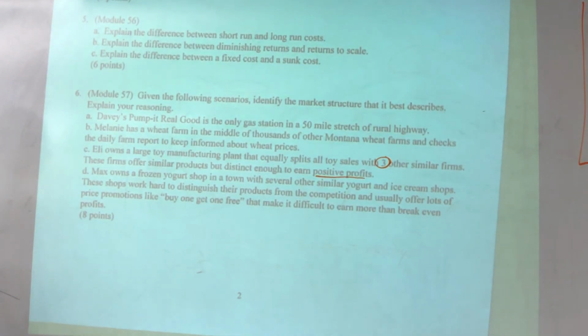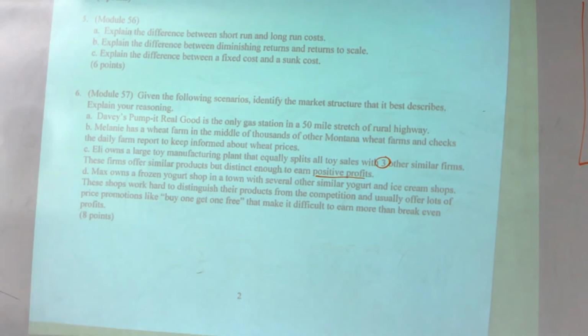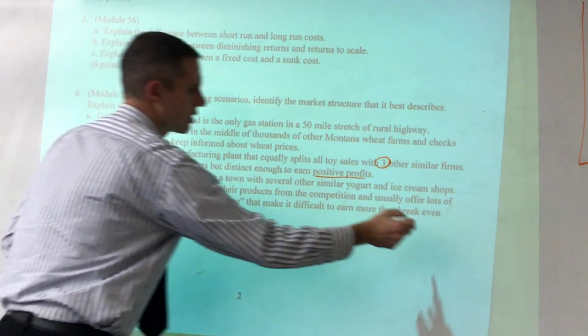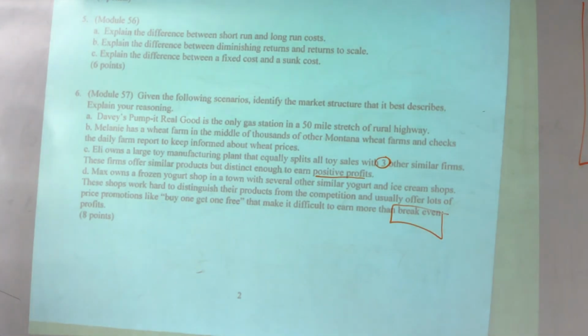D, Max owns a frozen yogurt shop in a town with several other similar yogurt and ice cream shops. These shops work hard to distinguish their product from the competition. This means they're differentiating their products and usually offer lots of price promotions like buy one, get one free, to make it difficult to earn more than break-even profits. So this is helpful. A break-even profit is an economic profit of 0.